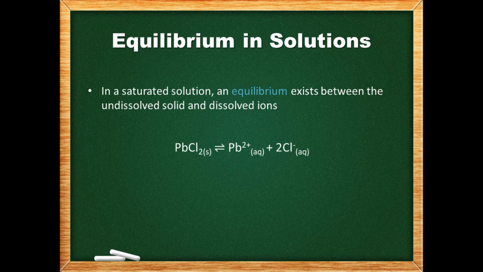The equilibrium in a saturated solution of lead-2 chloride can be represented by the equation shown below. Always place the solid on the left side of the equilibrium. Also, when writing the equation for an equilibrium, remember to use the double arrows rather than a single arrow.